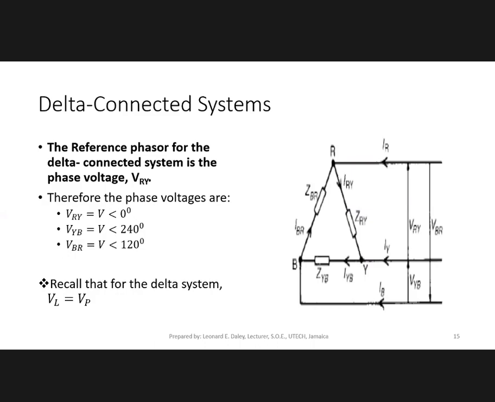Now, the reference phasor for the delta system is VRY. It has the R in there, so it's the phase voltage. So the reference phasor for the delta connected system is the phase voltage, VRY. Therefore we would write VRY as V angle 0, VYB as V angle 240, and VBR as V angle 120 degrees. So these phase voltages would also define the line voltages.